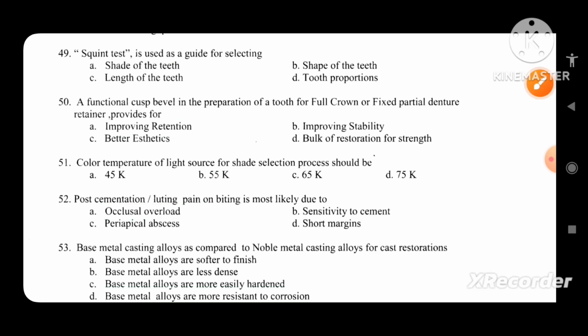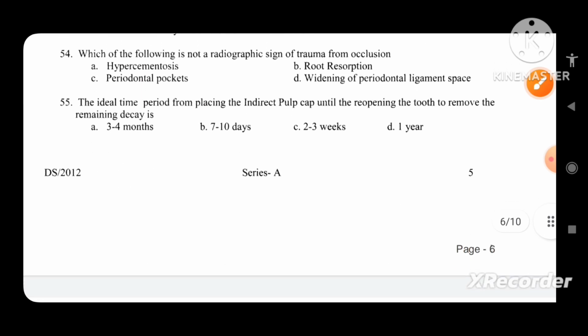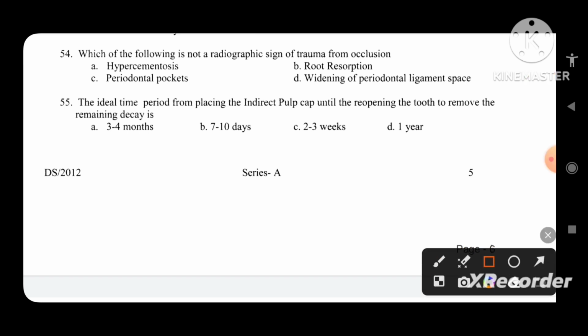Okay. Next question is, which of the following is not a radiographic sign for trauma from occlusion? Options are hypercementosis, root resorption, periodontal pocket, or widening of the periodontal ligament space. And the correct answer is root resorption. Root resorption is not a radiographic sign of trauma from occlusion.